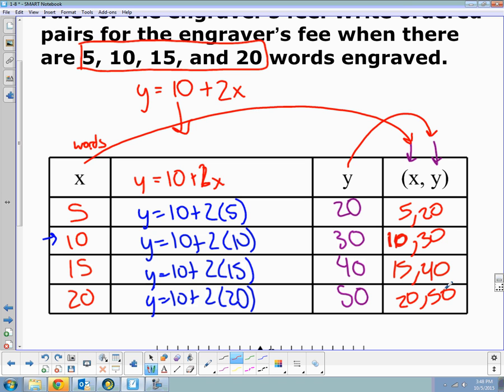So the x column we get from the problem. The problem gives us the x column, 5, 10, 15, 20. The y column, the function, was part of the situation, $10 plus $2 for every word. The y column comes from the equation, y equals 10 plus 2 times 5. And the last column, x, y, comes from the x and the y column. We put them together, we just match them up.